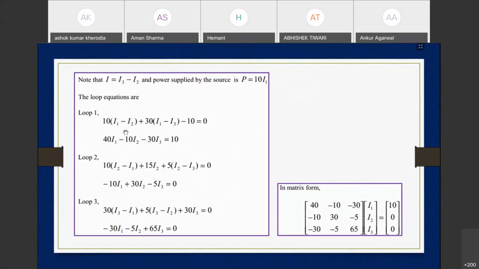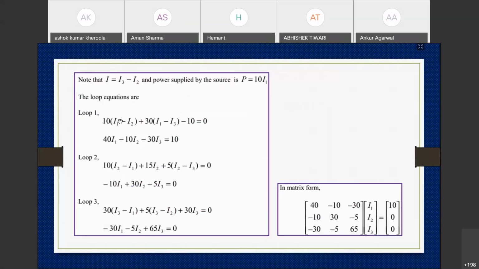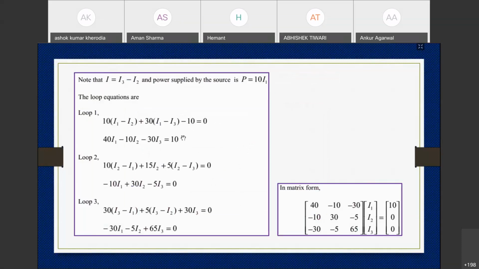After writing the equations for loop 1, loop 2, and loop 3, for loop 1 what will be the equation? Using loop analysis and designating the loop currents as I1, I2, I3, we write 10 into (I1 minus I2) plus (I1 minus I3) into 30 minus 10 equal to 0. Depending upon the convention you are using, when you move along the current direction, you can write minus. In this way, we find the equations, and we have 3 equations.